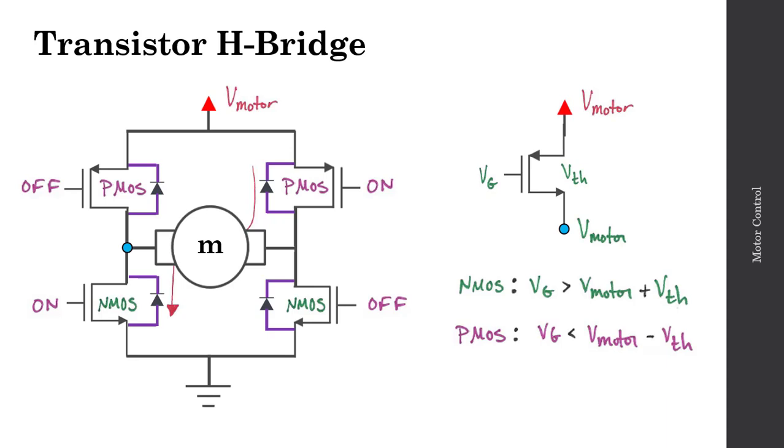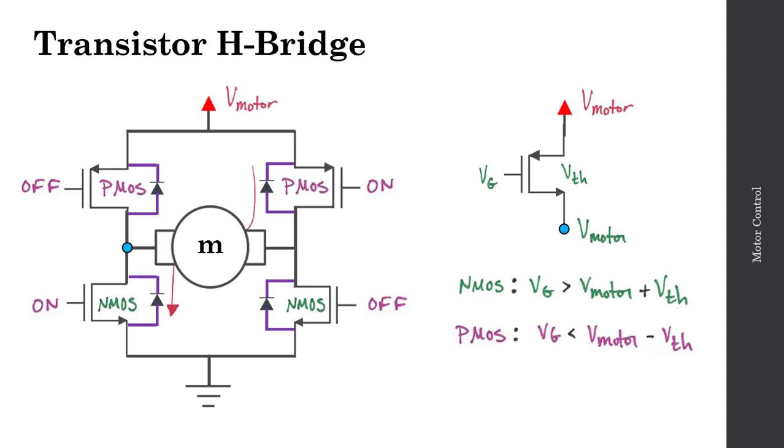Just be aware, though, that when using MOSFETs for an H-bridge, often the flyback diodes are actually built into the transistor itself. In the case where we're using BJT transistors for our H-bridge circuit, then we're definitely going to want to include flyback diodes at each transistor.